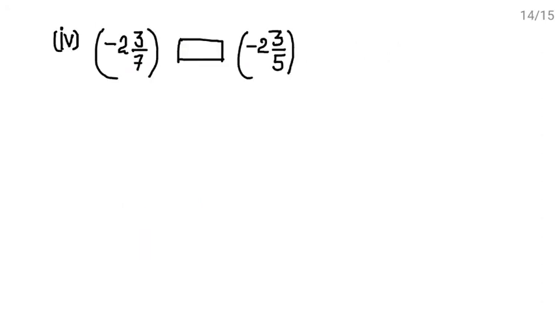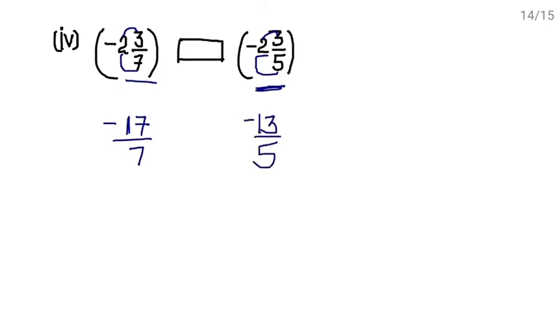Again we have minus 2 whole 3 upon 7 and on the right hand side minus 2 whole 3 upon 5. Firstly these are mixed fractions. We will change them into improper fractions. 7 2s are 14 plus 3, 17. We do it like this, we multiply these and add this. So this is 17 of minus sign upon 7. Denominator remains same. Now again change it. 5 2s are 10 plus 3, 13 of minus sign upon 5.